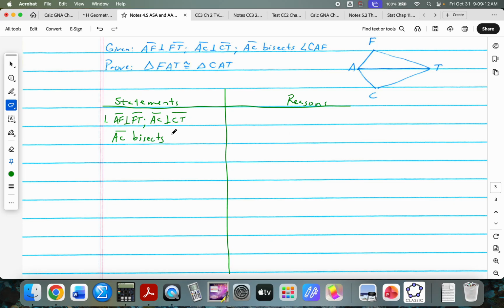Proof fat cat. Yes, and it spells fact, and it also spells fact.